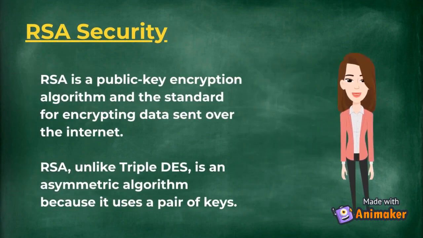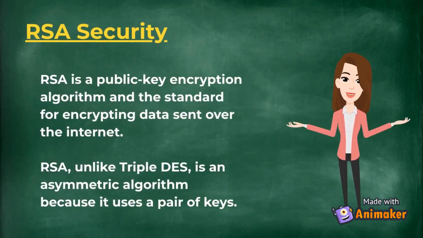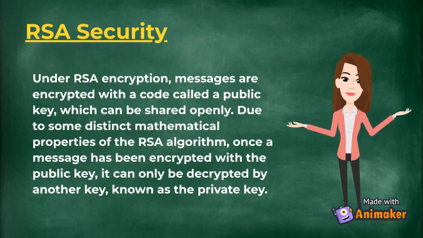Next we have RSA security. RSA is a public key encryption algorithm and the standard for encrypting data sent over the internet. It's also one of the mechanisms employed by the PGP and GPG programs. RSA, unlike DES, is an asymmetric algorithm because it uses a pair of keys. Under RSA encryption, messages are encrypted with a code called a public key, which can be shared openly. Due to some distinct mathematical properties of the RSA algorithm, once a message has been encrypted with a public key, it can only be decrypted by another key, known as the private key.